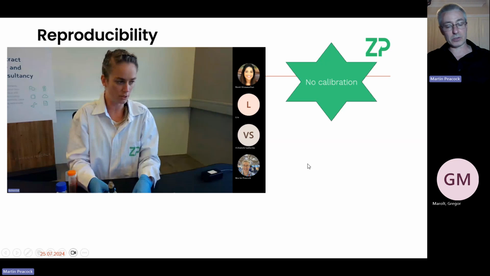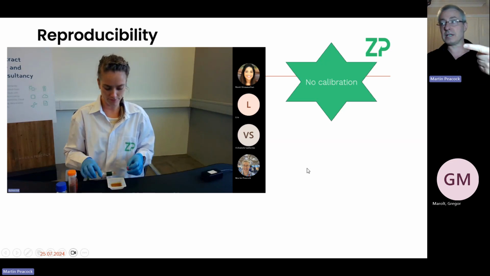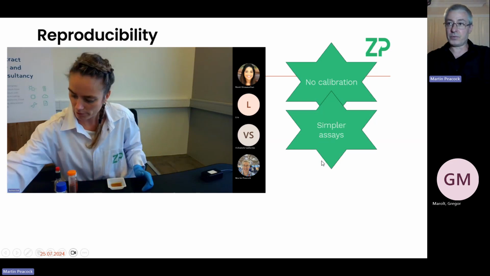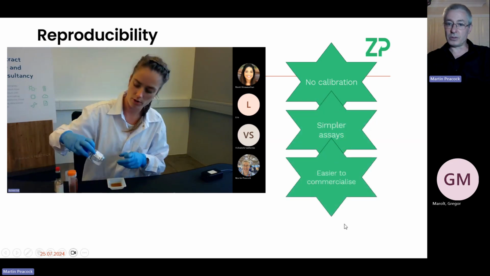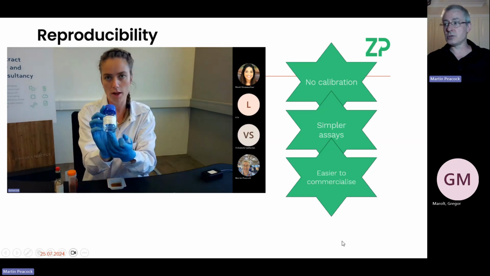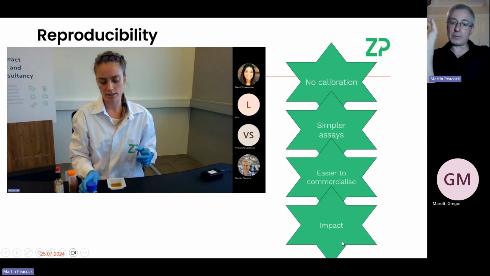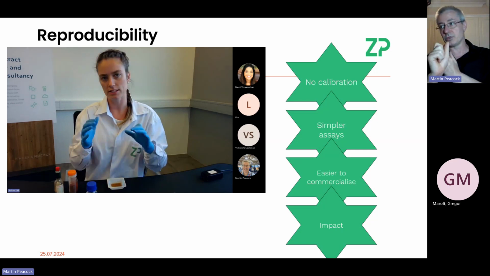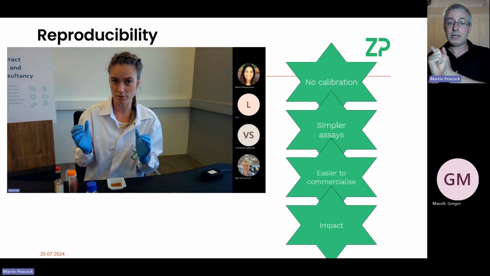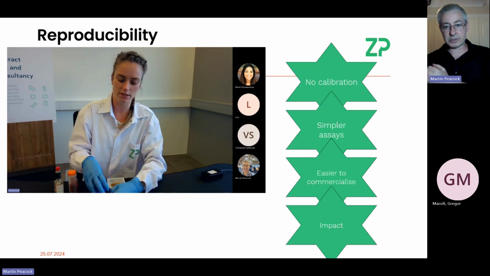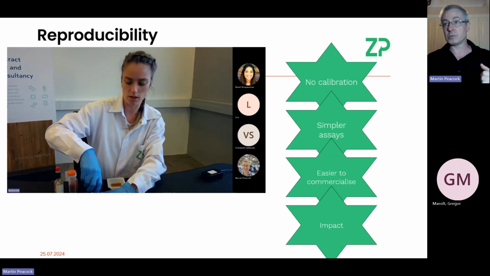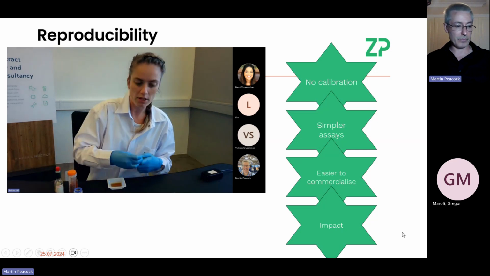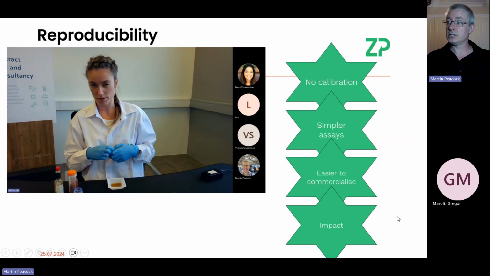You come to one of our demos, we do the demos live, they work every time, and there's no calibration. Why is that? Because our assays are simple. Why are assays simple? Our assays are simple because that makes it easier to commercialize. And the only reason that we're able to get away with no calibration, which leads to simpler assays, which means it's easier to commercialize and it becomes impactful, is because the underlying screen printed electrodes are such high quality in terms of reproducibility that we don't need all this daft calibration involved in our assays.